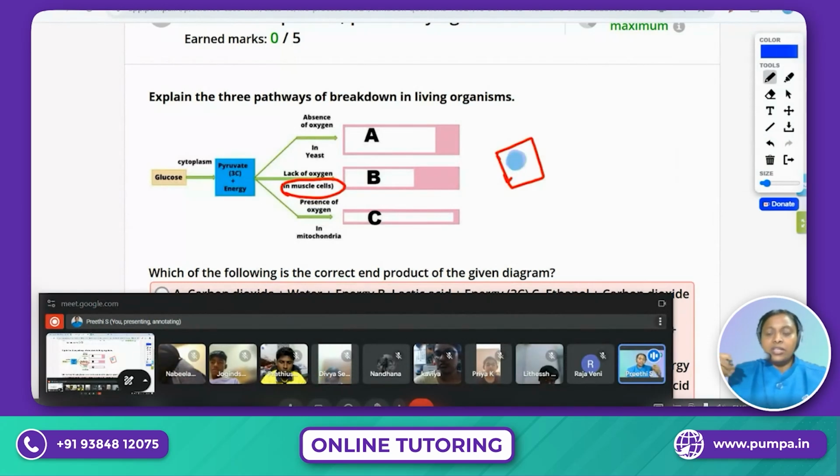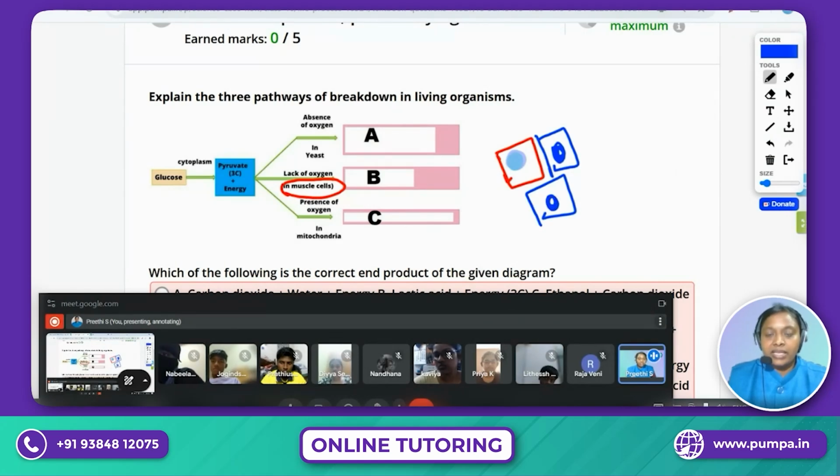For example, today I keep lifting some weight with my right hand, so the next day I will have pain in my right hand, right? Why? Because there will be lactic acid accumulation in each and every cell.